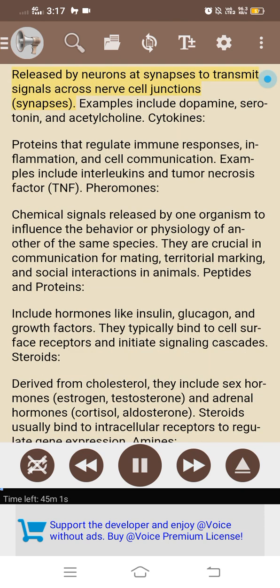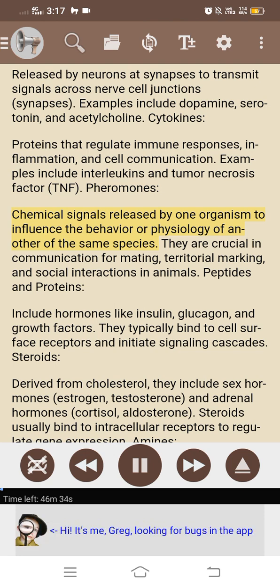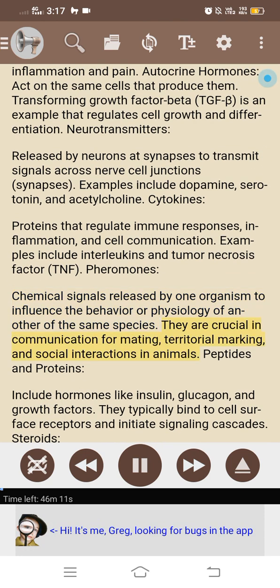Neurotransmitters. Released by neurons at synapses to transmit signals across nerve cell junctions. Examples include dopamine, serotonin, and acetylcholine. Cytokines. Proteins that regulate immune responses, inflammation, and cell communication. Examples include interleukins and tumor necrosis factor, TNF. Pheromones. Chemical signals released by one organism to influence the behavior or physiology of another of the same species. They are crucial in communication for mating.